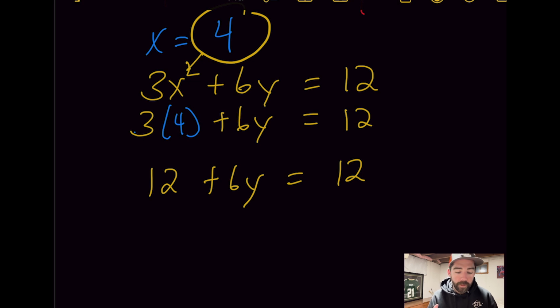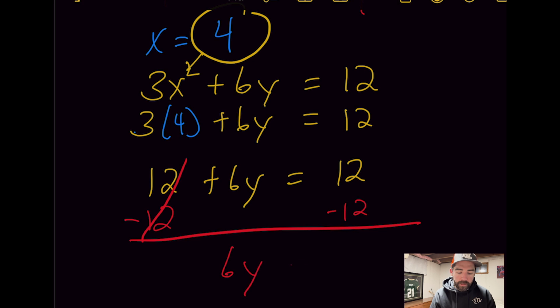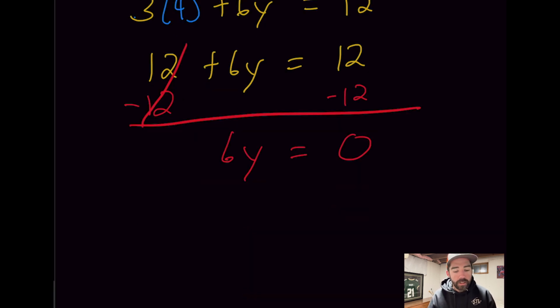Solve for y. Remember, you do everything in reverse. If you were building y, you would first multiply by 6, then add 12. So do it in reverse: subtract 12 from both sides. Check that out. We have 6y equals 0. 6 times what equals 0? Well, divide by 6. 0 over 6 is 0, so y equals 0.